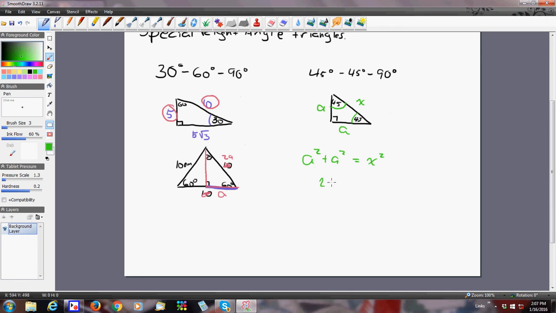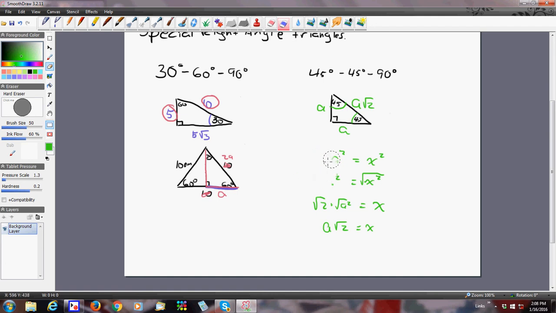When I add A squared plus A squared, I get 2A squared, which equals X squared. I'm trying to find the value of X. So I'm going to take the square root of X squared, and once again, now I get square root of 2 times the square root of A squared equals just X. I don't know radical 2, but I do know that radical A squared is A, so now I get A radical 2 equals X, which means, if I erase that, this is going to be A radical 2.